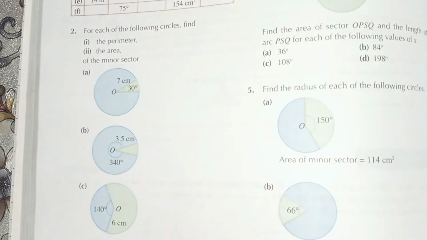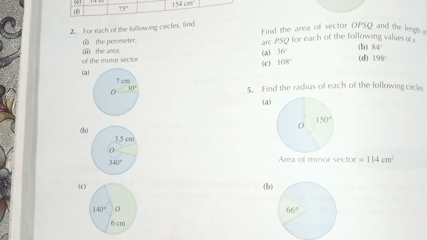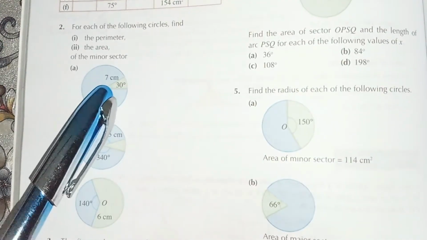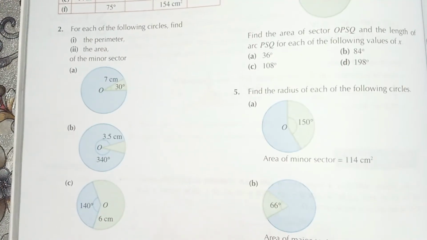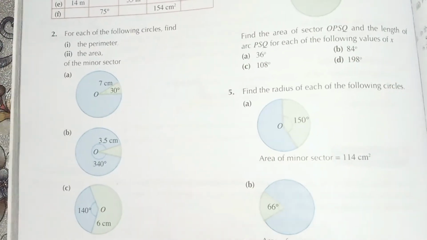Now students, question number 2: for each of the following circles, find the perimeter and the area of the minor sector. We have to find the perimeter and area of the minor sector. The radius and the angle at the center are given to us. From these values, we have to find the perimeter and area. The same formulas are used and we can find it very easily.